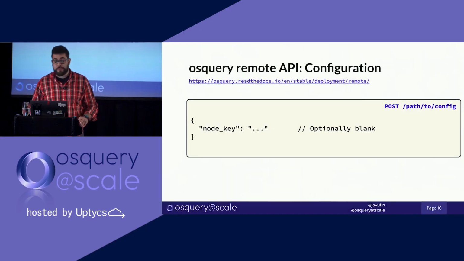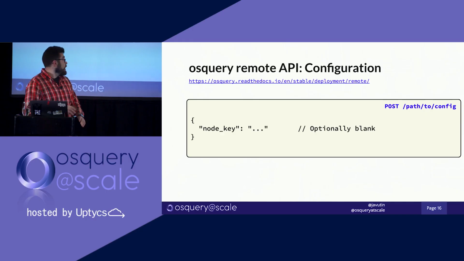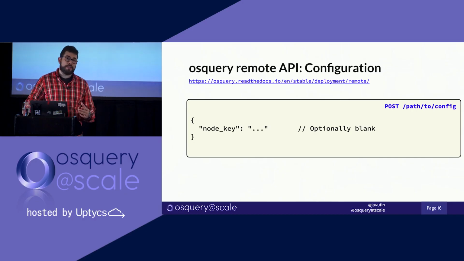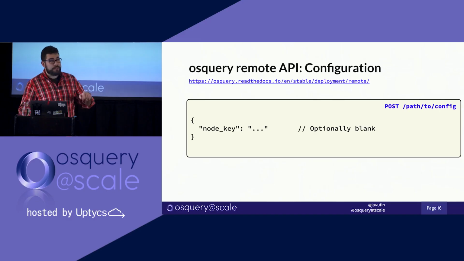What about configuration? Configuration is pretty simple. Again, a POST request to your path to configuration. You provide the node key that you retrieved from the enrolling. That's why it's an important piece. Because you can still configure osquery to provide the secret every time, but the node key can also be used as a signal, because when the osquery service or daemon starts, it will enroll. It will generate a node key.